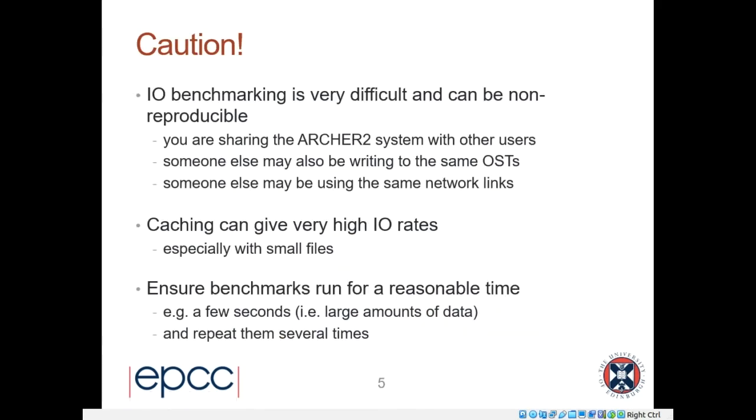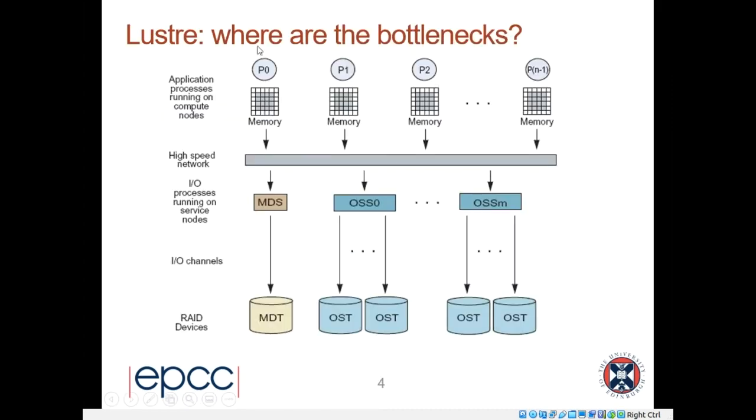So, caution, I maybe should have put this earlier. I/O benchmarking is very difficult and can be non-reproducible. You are sharing the ARCHER2 system with other users. Someone else may also be writing to the same OSTs. Someone else may be using the same network links. On ARCHER2 you always get exclusive access to all the processes on a node, which is nice, and exclusive access to the memory, but you share the network and the physical disks with other people. So I saw that Jiao's numbers, the first set of numbers, some of them look a bit low, but that's because, well, maybe I was running at that time.